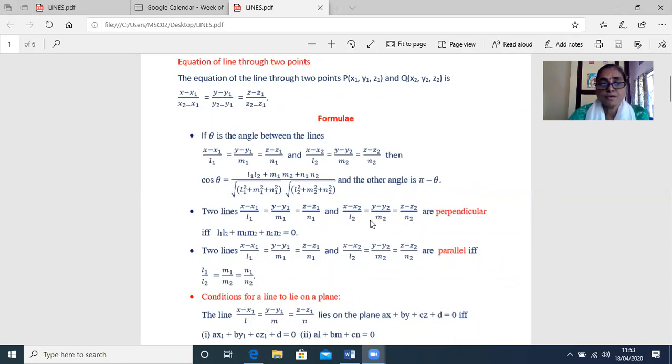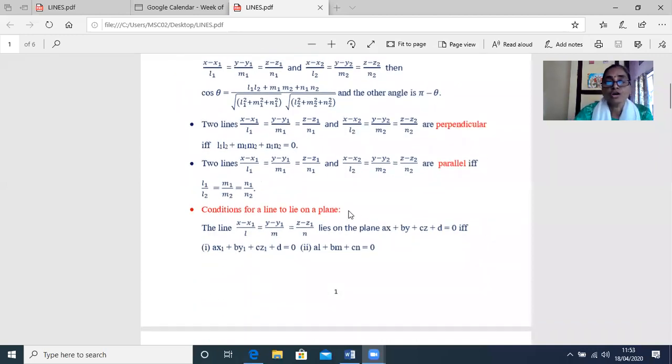Now when do you say that 2 lines are perpendicular? The 2 lines are perpendicular if the angle between them is 90 degrees. So when theta is 90 degrees, cos 90 becomes 0, so that l1 l2 plus m1 m2 plus n1 n2 becomes 0. So when 2 lines are perpendicular, l1 l2 plus m1 m2 plus n1 n2 becomes 0. Or whenever l1 l2 plus m1 m2 plus n1 n2 is 0, we say that these 2 lines are perpendicular, where l1, m1, n1 are the DCs of the first line, l2, m2, n2 are the DCs of the second line.